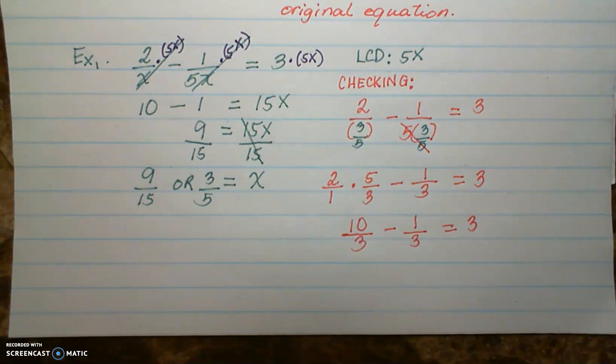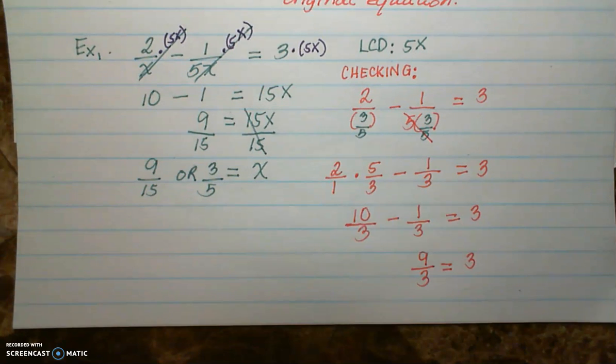All right, now let's take a look at this. Since they have the same denominator, we will just operate on the numerator. So this is just like 10 minus 1, which is a 9, over 3 equals 3. So 9 over 3 is a 3. So 3 equals 3 is a true statement.